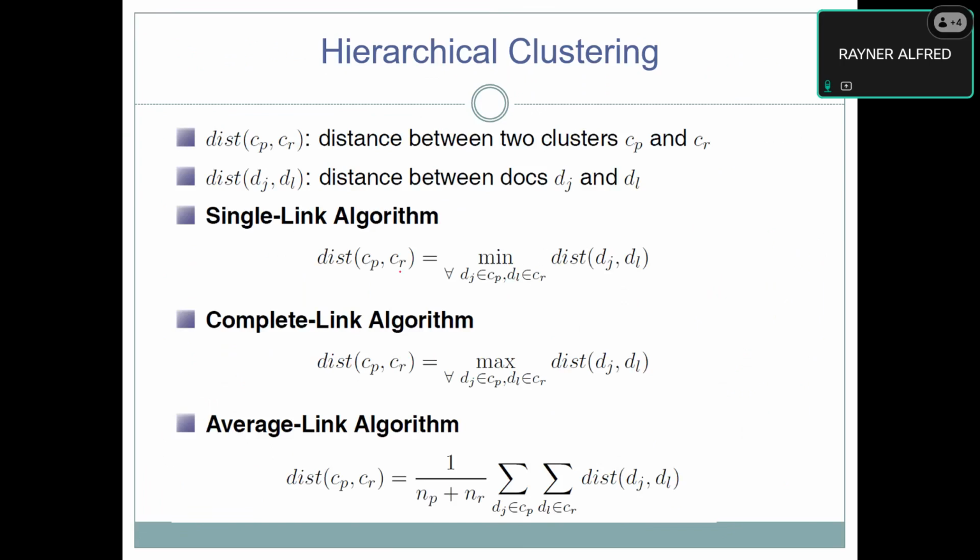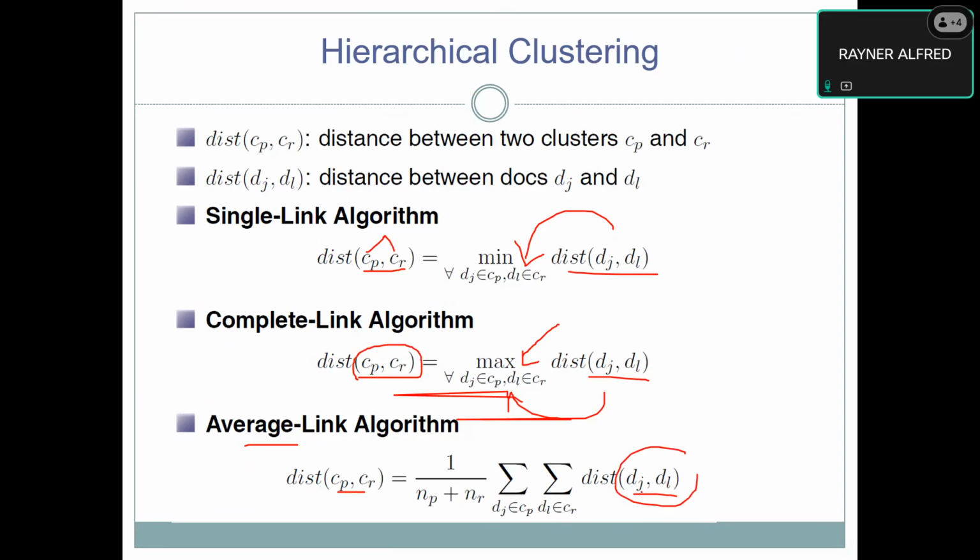Given 2 different clusters, we take the distance between these 2 clusters based on the minimum distance between 2 documents belonging to different clusters. For the complete link, the distance between 2 clusters is determined by taking the maximum distance between 2 documents within different clusters. And then for average, basically we are taking the average distance of all the members in the clusters, for all the documents, and taking the average.